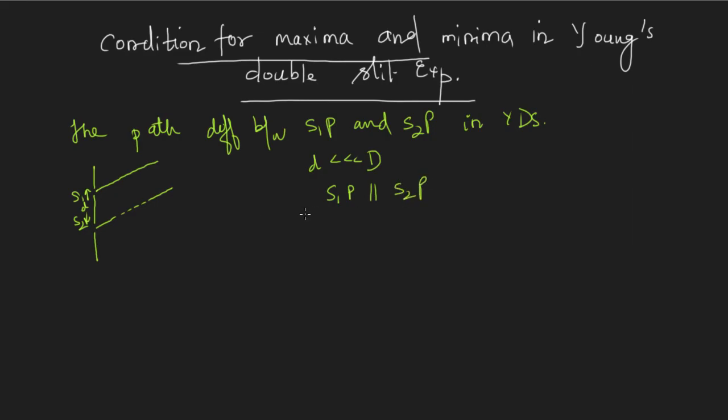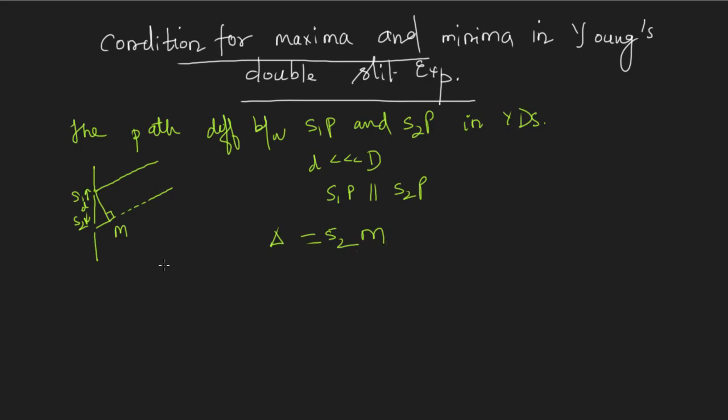Now in order to find the path difference between these two waves, I can drop a perpendicular from S1 onto S2P, and I can mark this as M. So my path difference, which I denote by delta, is equal to S2M. Now I need to find the mathematical expression for this.